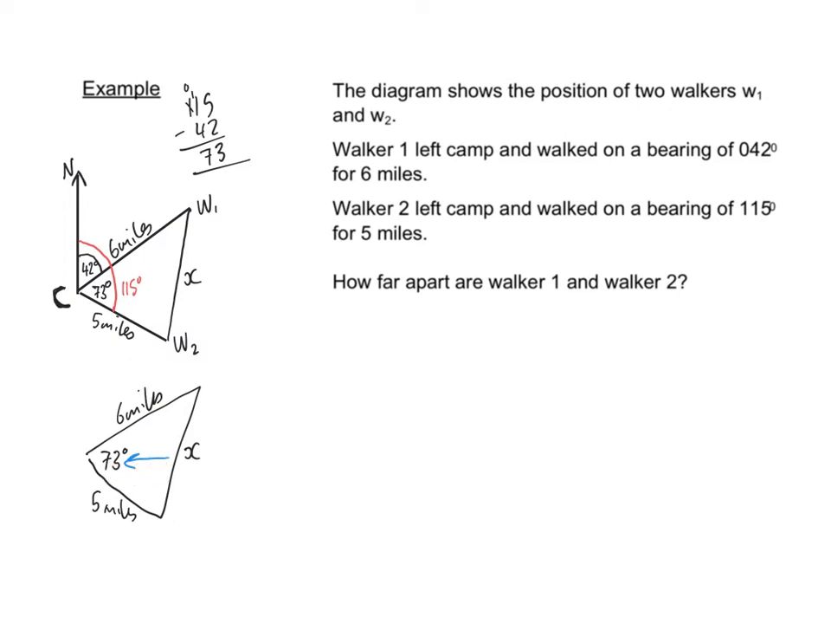So cosine rule to find a side is a squared equals b squared plus c squared minus 2bc cos capital A. Remember when you're doing this, if you're looking for a side, that's small a, then capital A is the angle opposite the side you're looking for. So remember that when you're filling this in. So that's x squared equals, it doesn't matter which one of 6 and 5 you make b or c, so we'll just do it in any order. 6 squared plus 5 squared minus 2 times 6 times 5 times cos of the angle, which is 73 degrees.